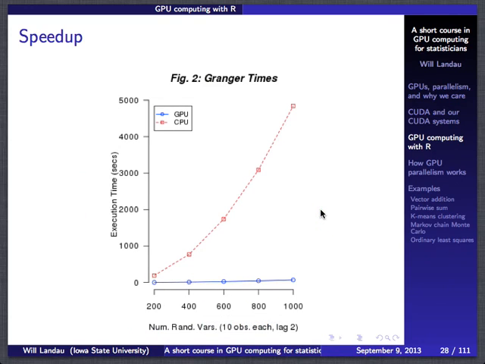And here's a graph that is not done by me. This was done by the authors of GPU tools to test their implementation of Granger causality tests. That's testing something about the relationship between two different time series. And as you can see, the GPU time stays relatively constant compared to the CPU time as the number of random variables increases. At least it doesn't increase very much with the number of random variables. But with the equivalent CPU implementation, as you increase the number of random variables, you quickly get a lot slower.